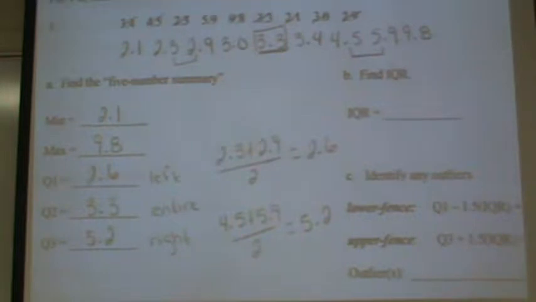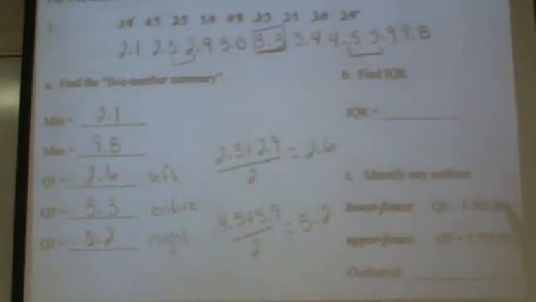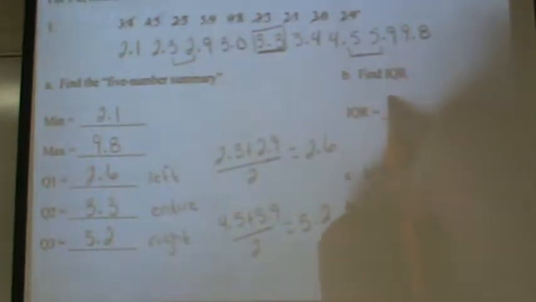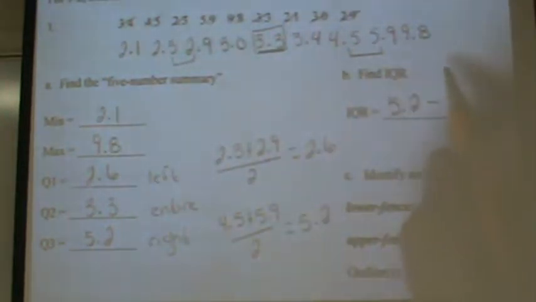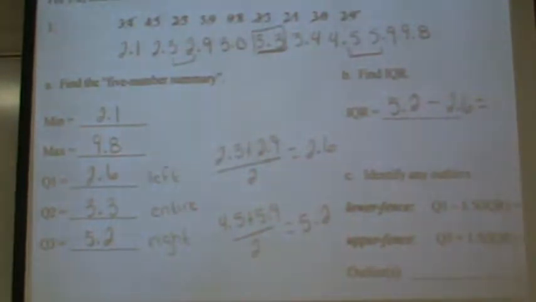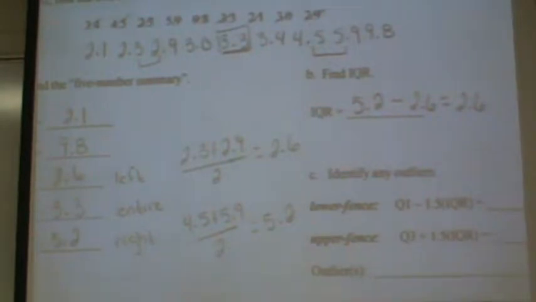Now we also need to find our IQR value, which is our Q3 value minus our Q1 value. So our Q3 value we just found was 5.2. And we're subtracting our Q1 value, which is 2.6. And we get 2.6. So our IQR value is 2.6.